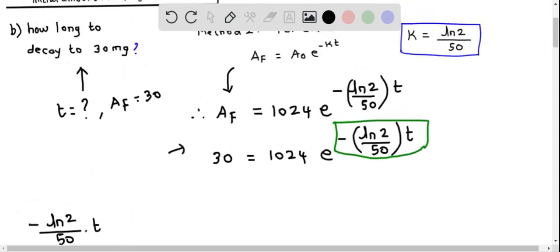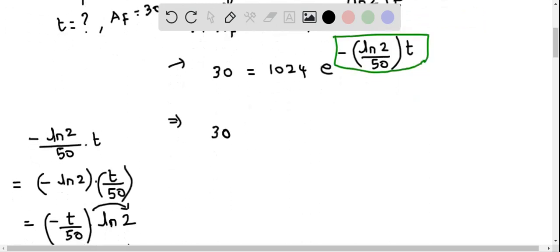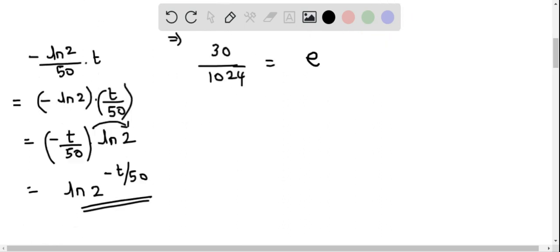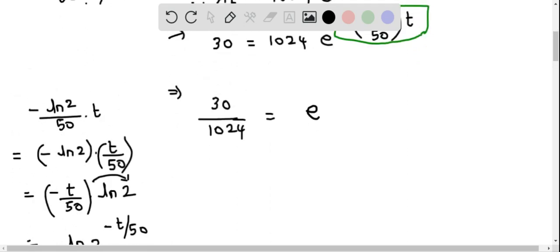So I'm going to substitute it over here. So this becomes 30. In fact, I can now divide by 1024 on both sides. So this will become 30 divided by 1024. And this equals, we will have e raised to the power of this simplified expression, which is a natural logarithm of 2. I put natural logarithm of 2 raised to the power of negative t over 50. I have to write this specifically in this form so that I end up in a situation where I can cancel this e with this natural logarithm. Because they both are inverse to each other.